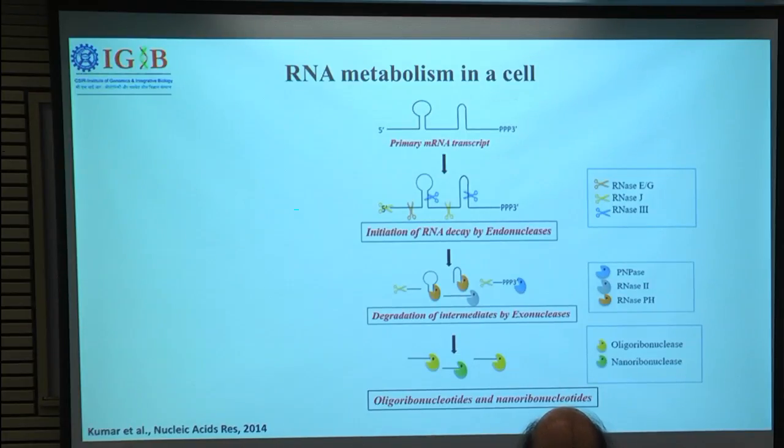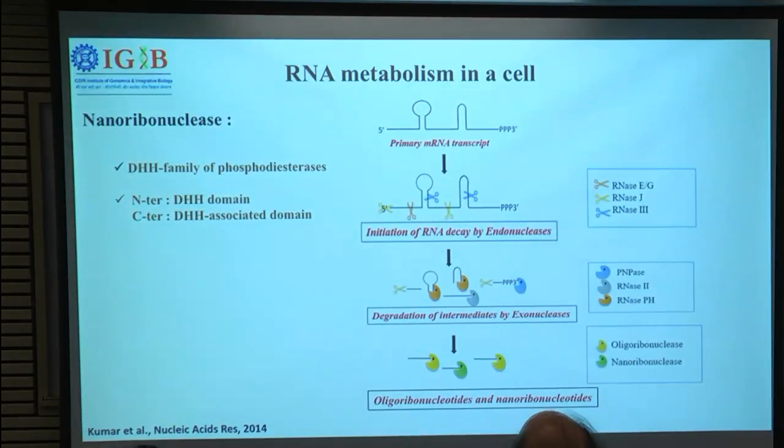mycobacteria is possessing these two different sets of enzymes, whereas one might be essential, one may not be. So in our lab, we were able to characterize the nanoribonuclease, which belongs to the DHH family of phosphodiesterases, which comprises an N-term DHH domain and a C-term DHH associated domain.